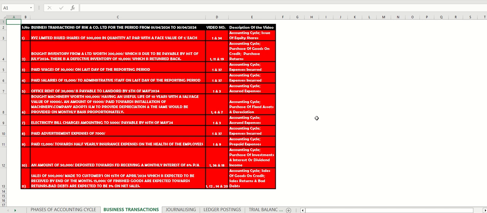Now let's move to the last business transaction, which is sales of 5 lakhs made to customers on 15th of April 2024, which is expected to be received by end of the month. 15,000 of finished goods are expected towards returns. Bad debts are expected to be 3% on net sales.